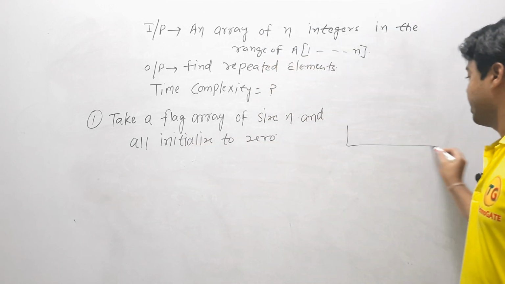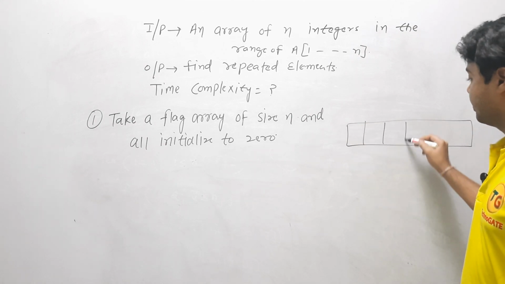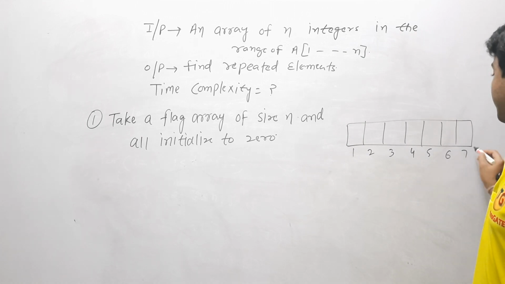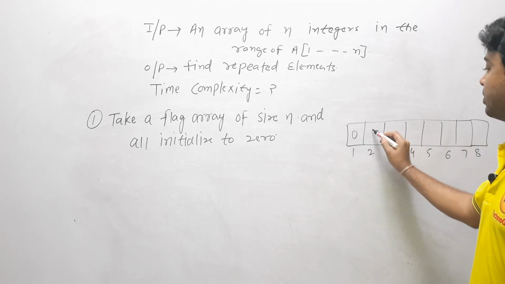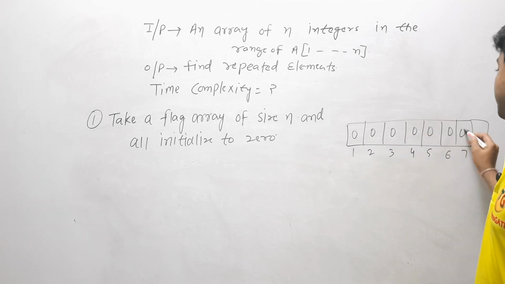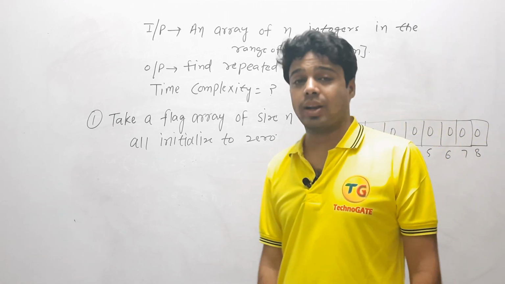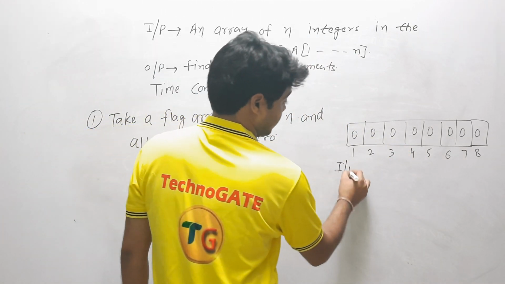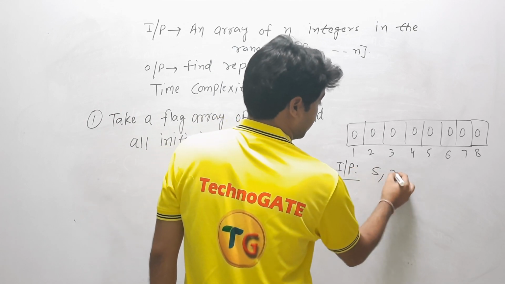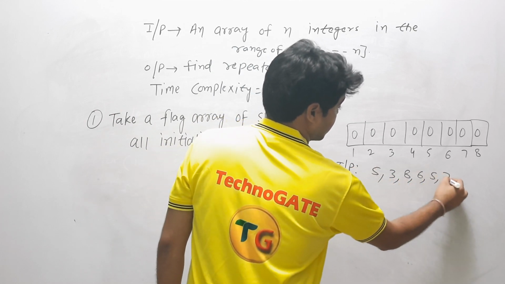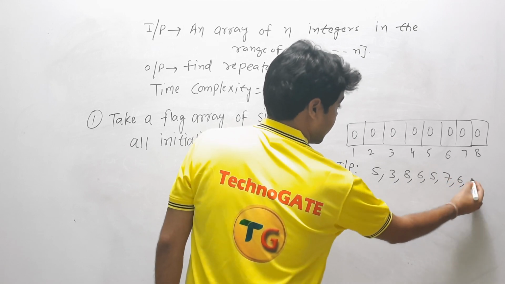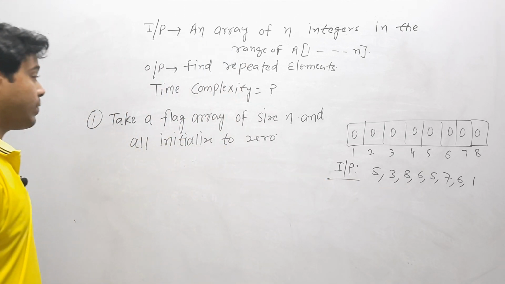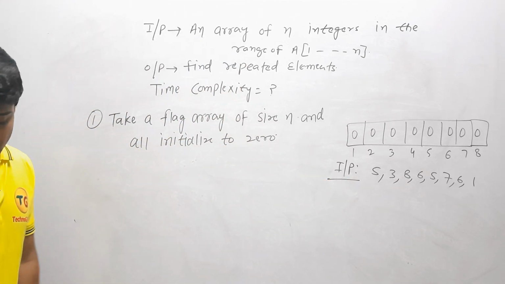Suppose there are 1, 2, 3, 4, 5, 6, 7, and 8 here, initialized with 0, because the range is 1 to n. Suppose the input we are taking is 5, 3, 8, 6, 5, 7, 6, and 1 here. So the range is up to 8. So take a flag array of size n, all initialized with 0.